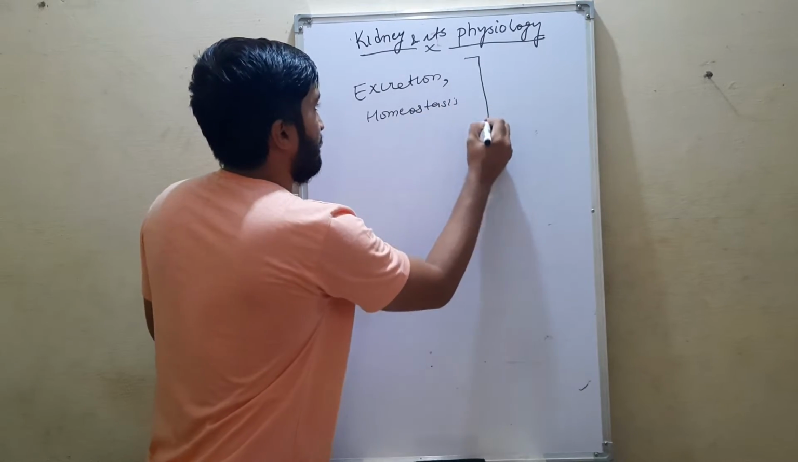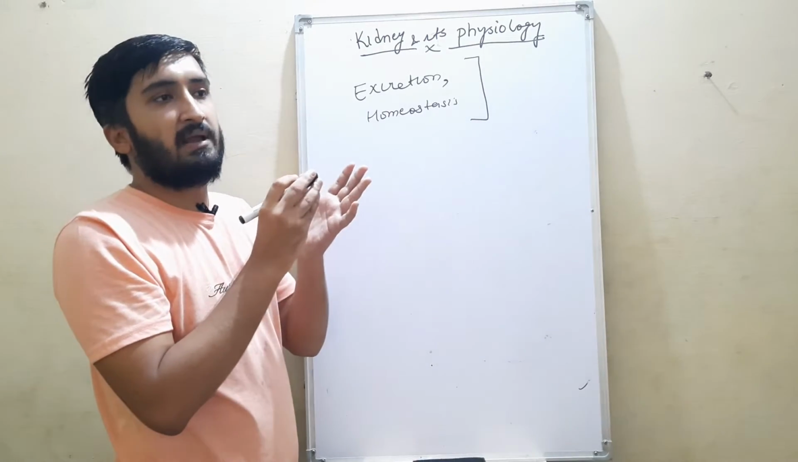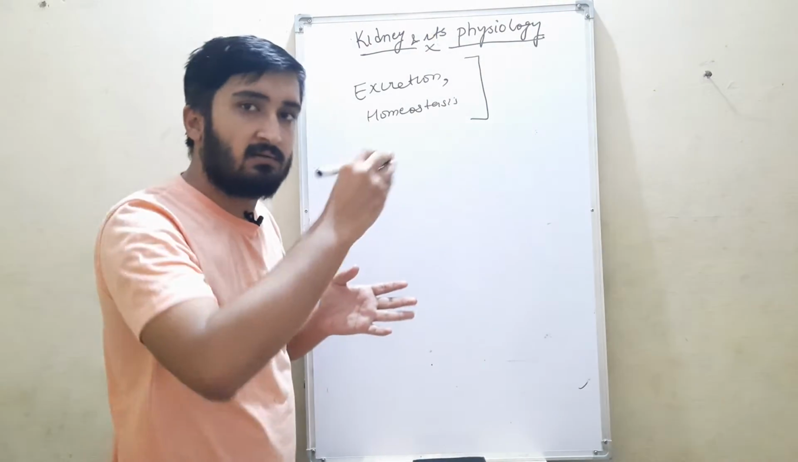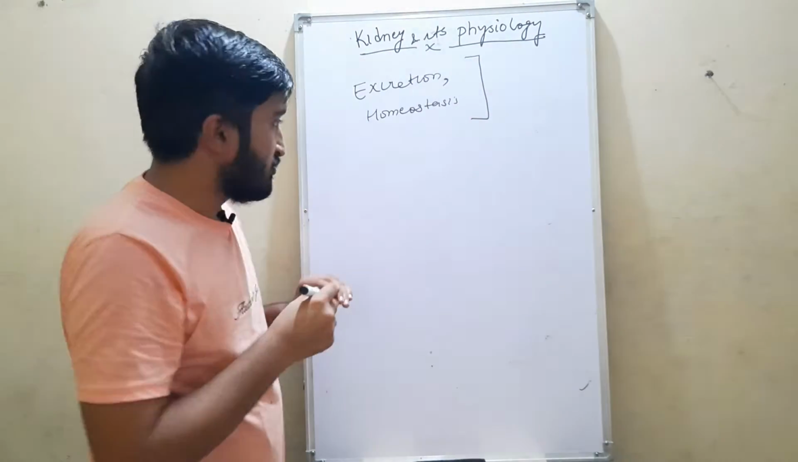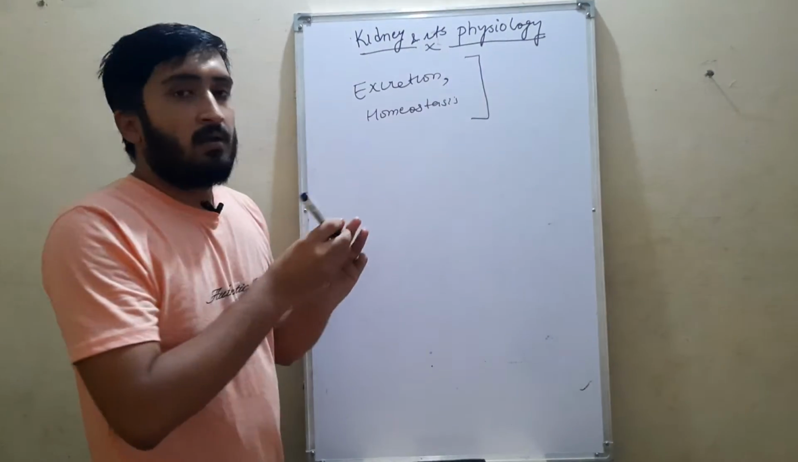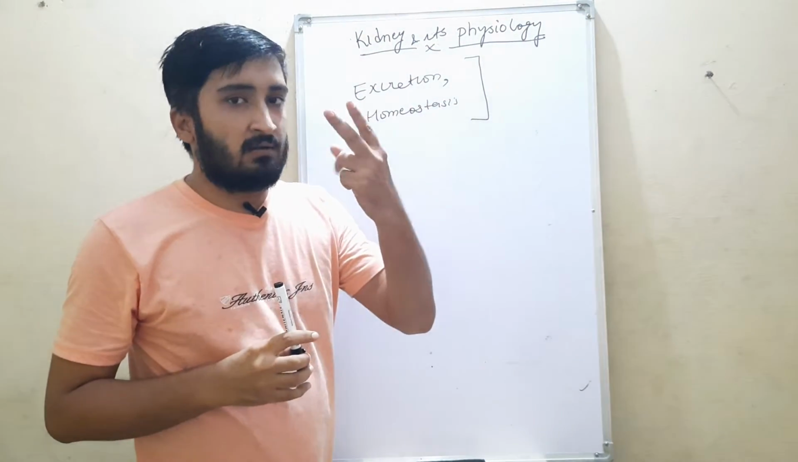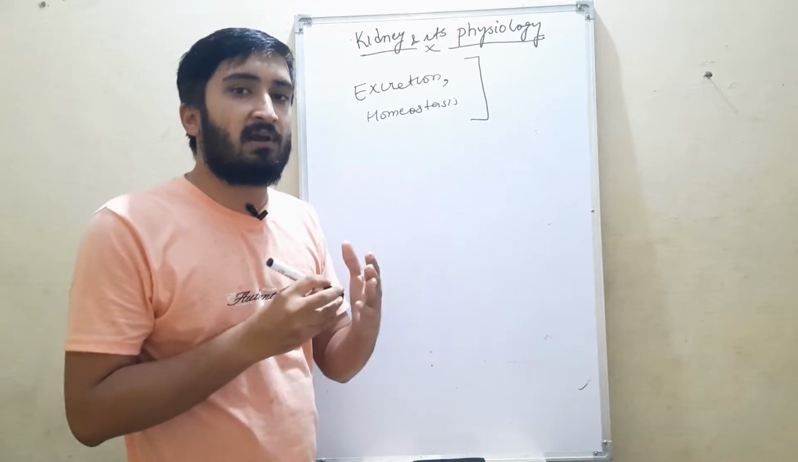Now, for the excretion, the kidney is meant for making more and more production of urine. So how is it performed in the body? See, there are two types of concepts. First is renal blood flow.